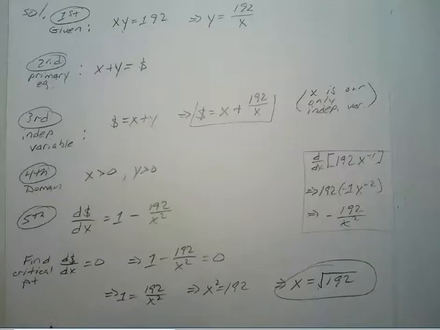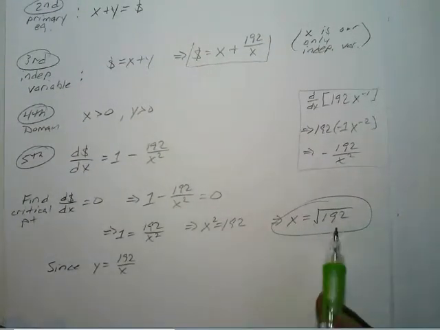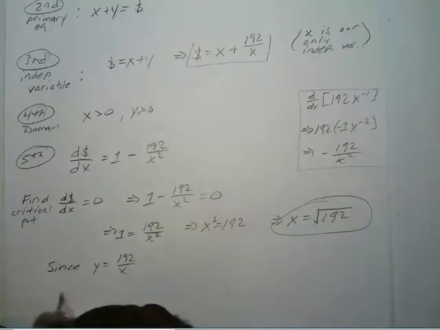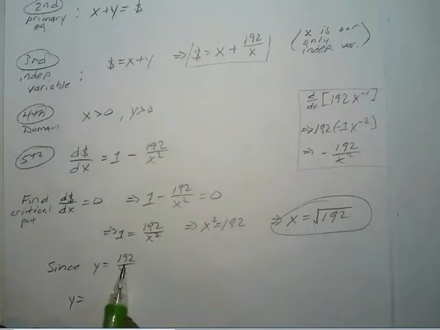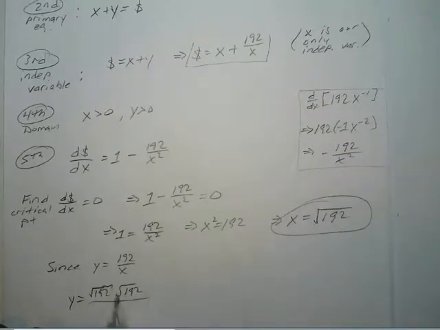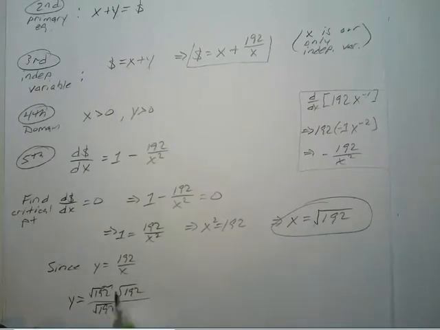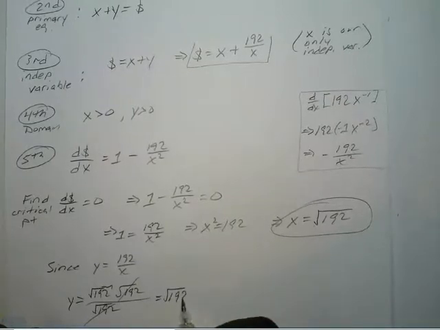Now we know that since y is equal to 192 over x, we just replace x with square root of 192. So y is equal to 192, we just make that square root of 192 times square root of 192, all over x, which is square root of 192. So that means y is also square root of 192.